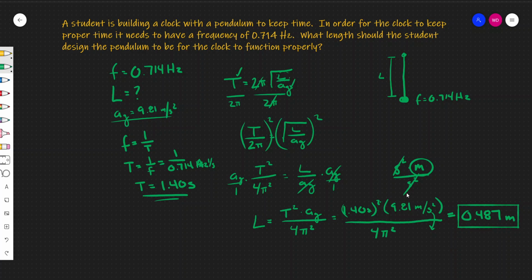And so if I want to build a pendulum that has a frequency of 0.714 Hertz, and I'm on Earth, then I need to make the length of this pendulum 0.487 meters. Okay, I hope that is helpful as you work through your example problems on mass spring systems and pendulums and the variables that affect them.